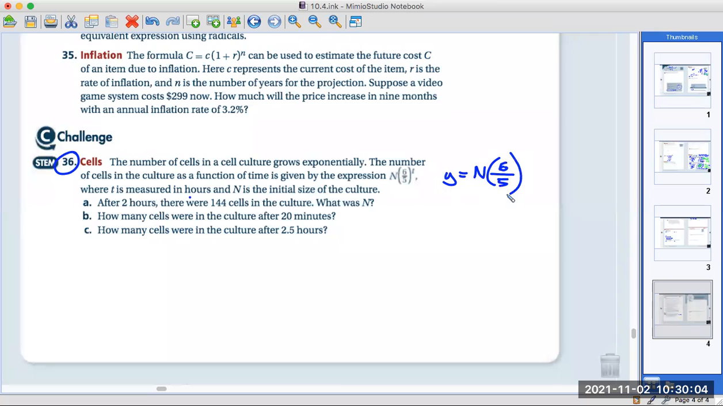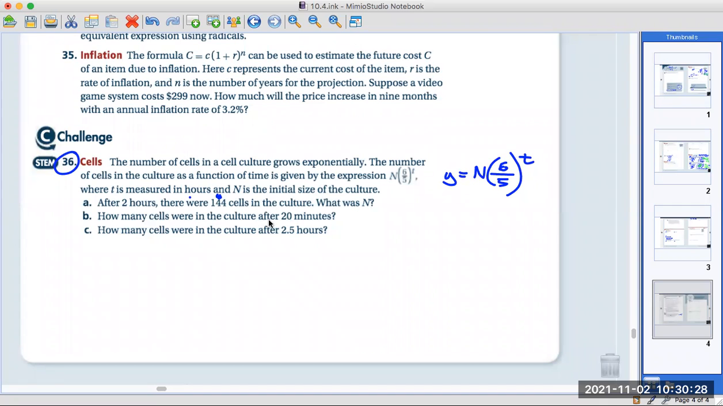We have studied these, and you seem to understand. This is the initial amount. This is your base. This is the time. After 2 hours, there were 144 cells in the culture. That's your y. Okay, that 144 goes right here. What was n? Figure out what you started out with.